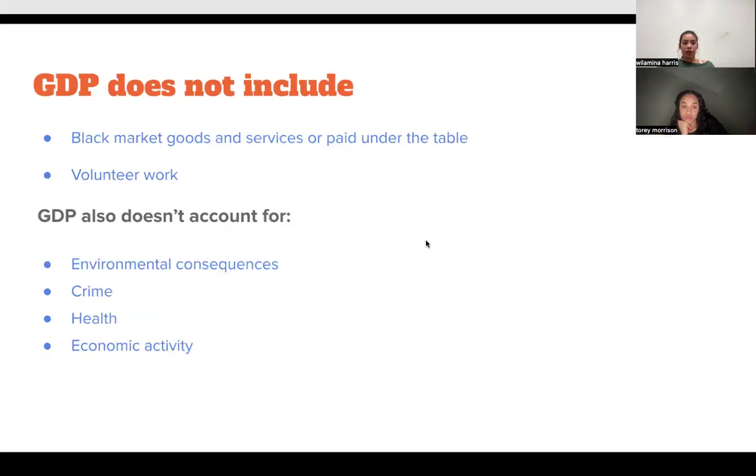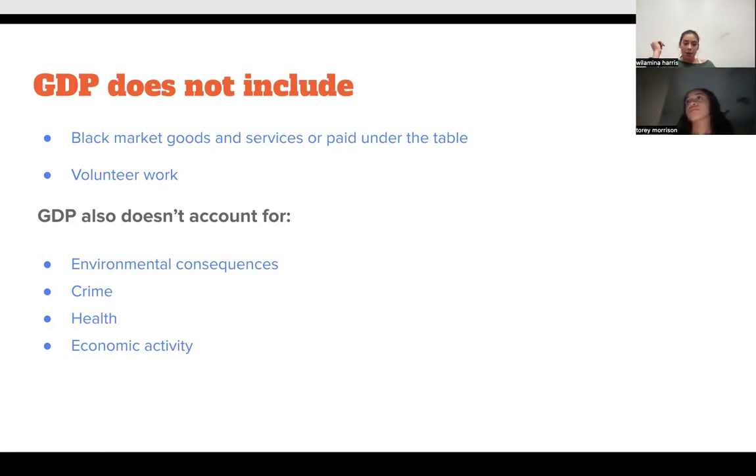Things that GDP does not include: black market goods or services, or goods and services that are paid for under the table. GDP also doesn't include volunteer work. And it is really hard to account for things that don't have a price value, like environmental consequences. Those don't have a value for what they take away from our overall standard of living and overall health, so they can't be included.